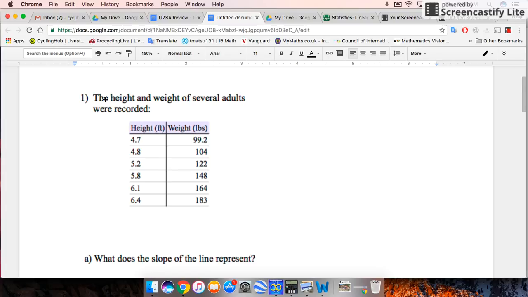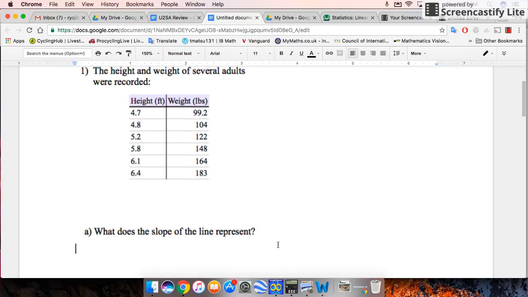Okay, we're going to go over this example. It says the height and weight of several adults were recorded. So we have height that represents the x value. We have weight that represents the y value, right? So part A says, what does the slope of the line represent? So first of all, we actually have to identify what the regression line is.